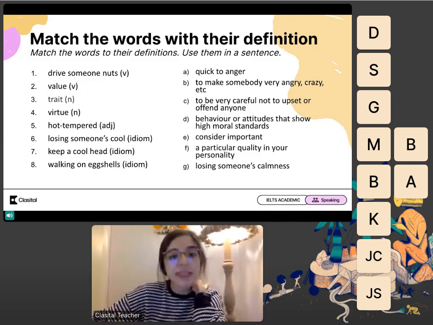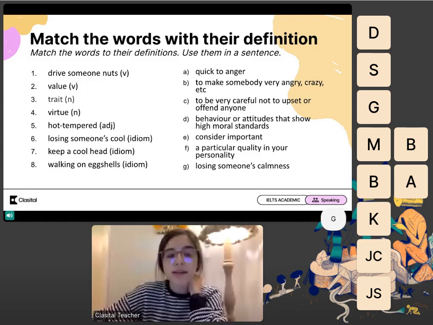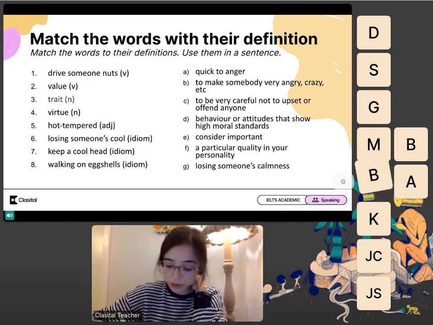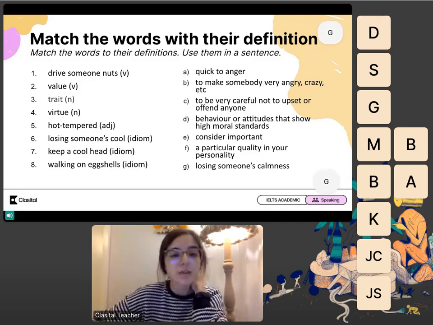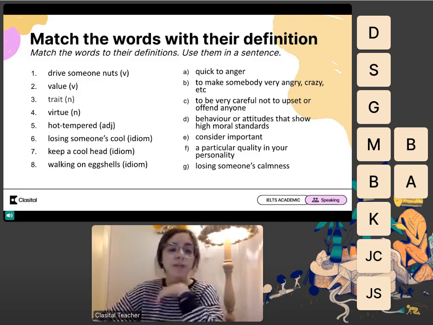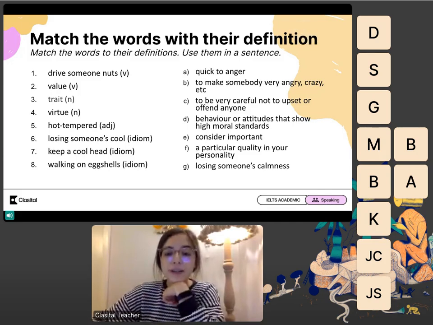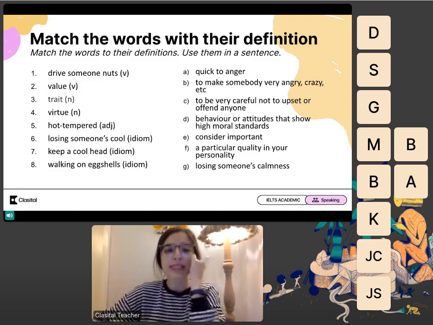It's an idiom. I lose my cool. My mom loses her cool. G, yes, it goes for G. Losing someone's calmness. So you don't feel calm anymore. Who wants to use it in a sentence?